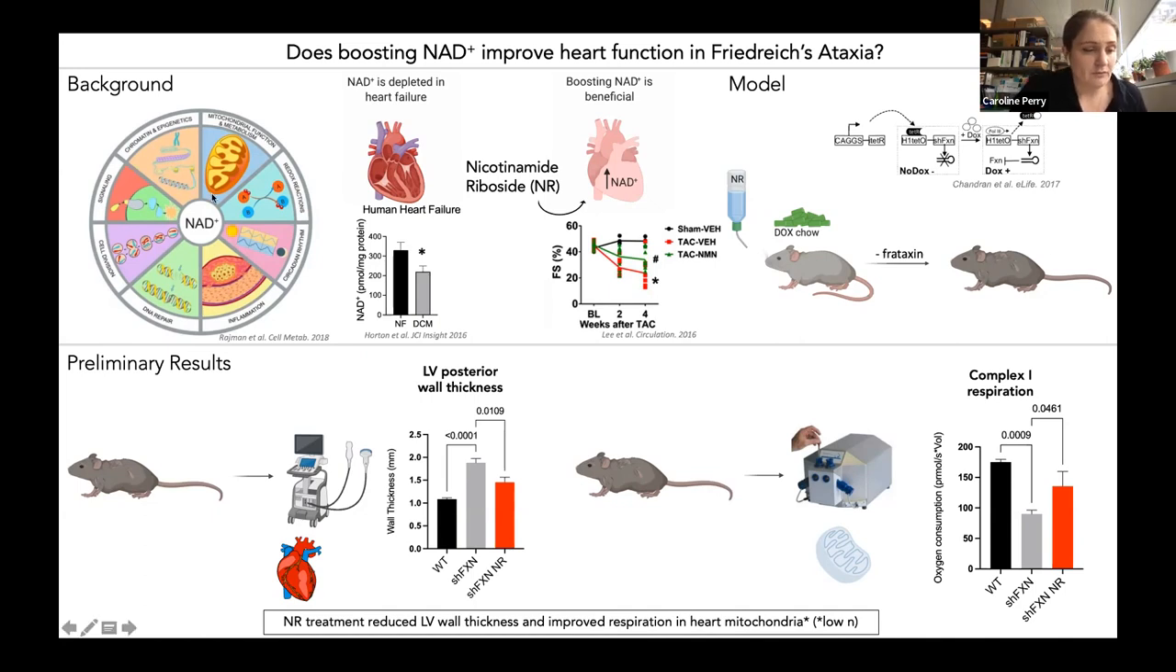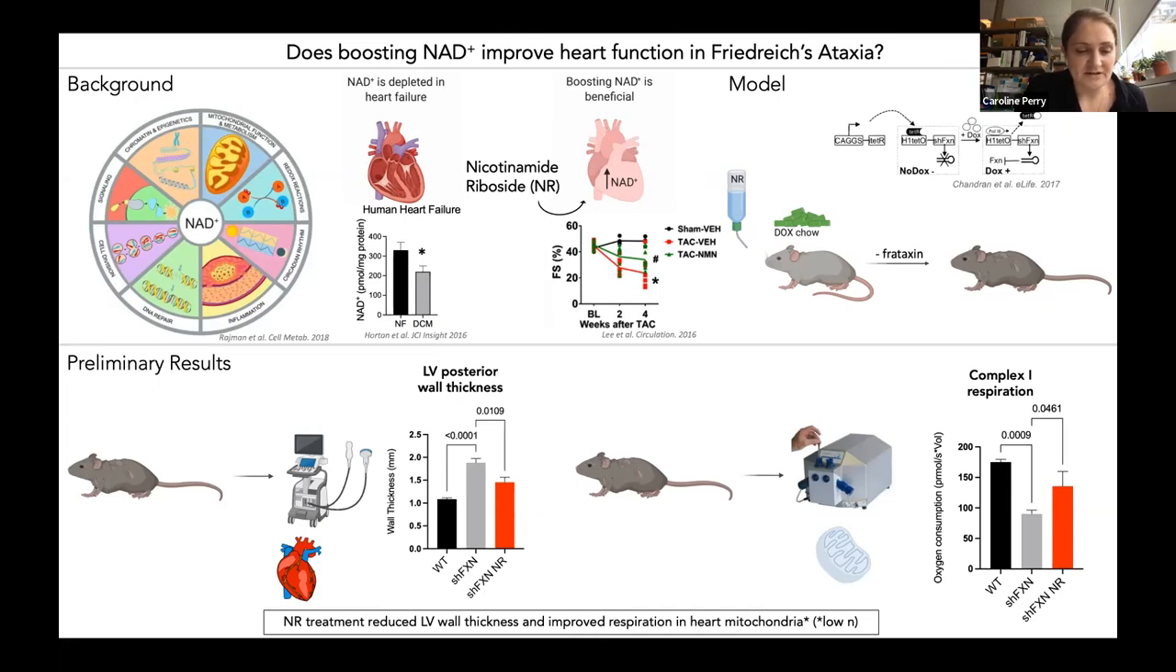NAD is important for several metabolic reactions in the cell and perhaps most importantly for mitochondria to generate ATP. You can see in the top left here, NAD is critical for several different types of reactions in the cell, and it's very central to your general metabolism.